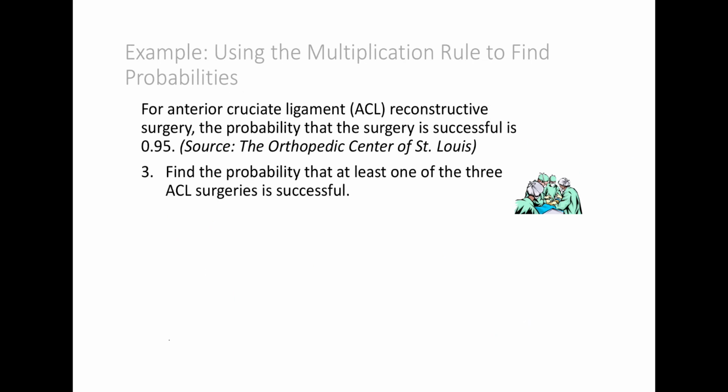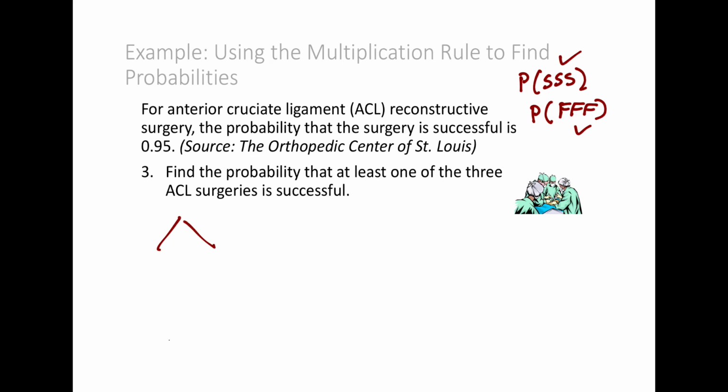So sticking with the same scenario, I want to point out that for the first one, we were finding the probability of 3 successes in a row. For the second one, we were finding the probability of 3 failures in a row. So very specific outcomes, all successes, all failures.